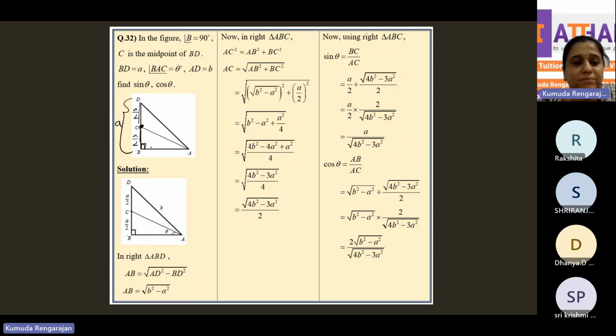Angle BAC is theta. This one is theta degrees. And AD is B. Find sine theta and cos theta.